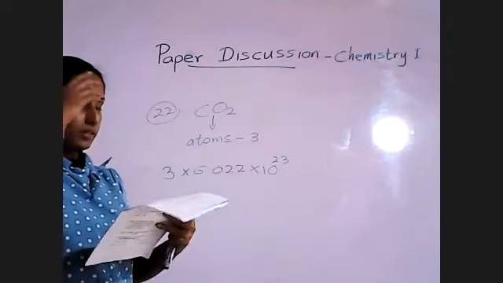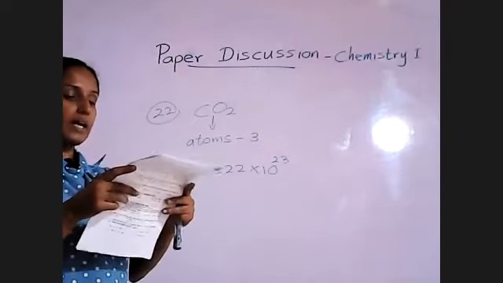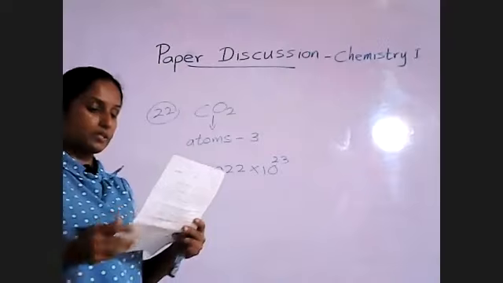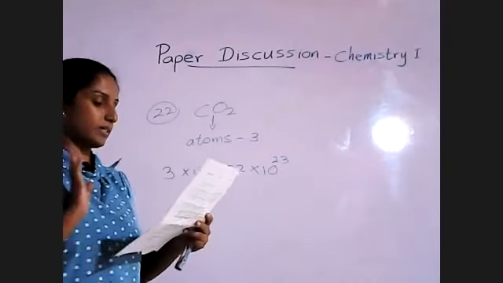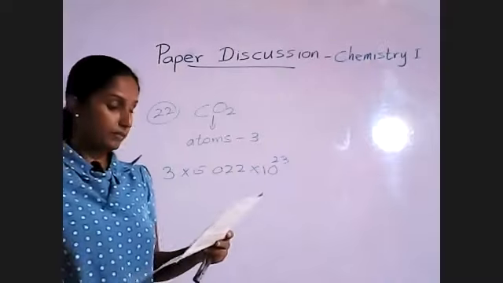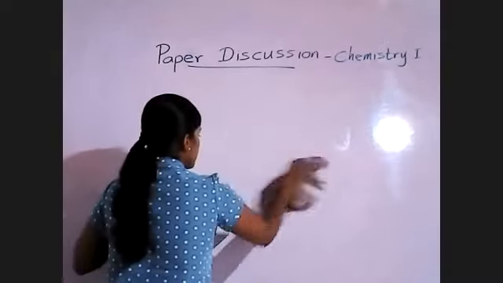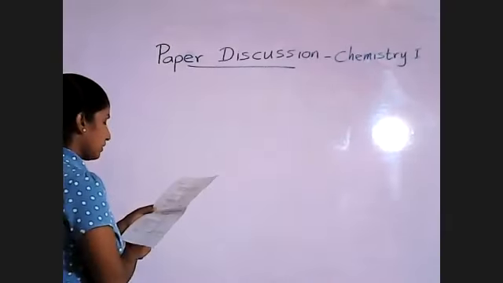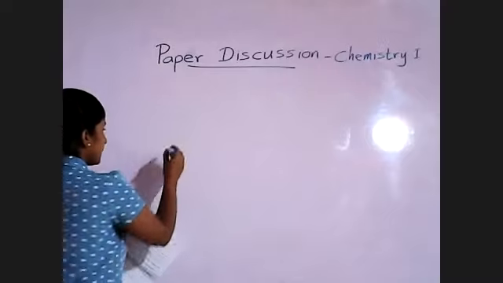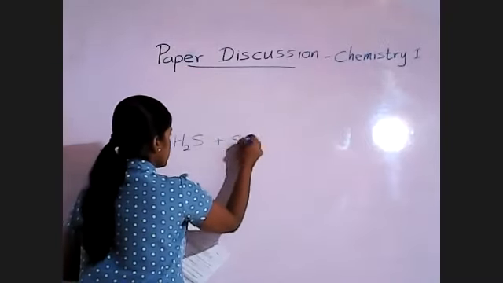Look at the next one, 23. Hydrogen sulfide, H2S, reacts with sulfur dioxide, SO2, according to the following balanced chemical equation. The balanced chemical equation is given: the reaction between hydrogen sulfide H2S plus sulfur dioxide.